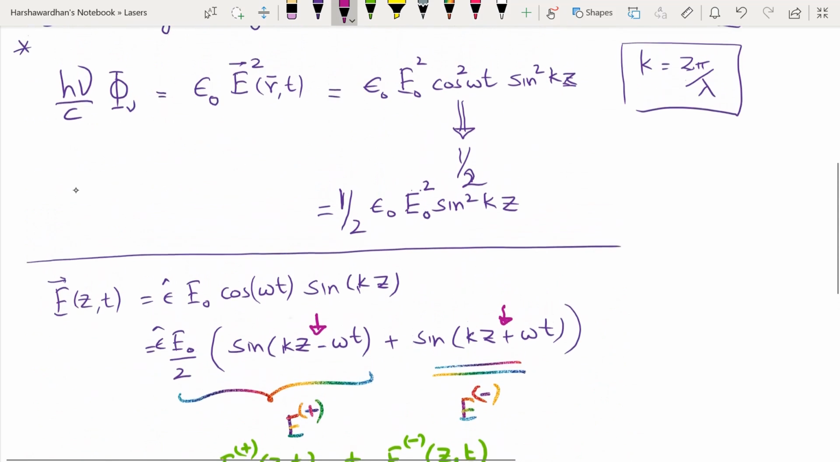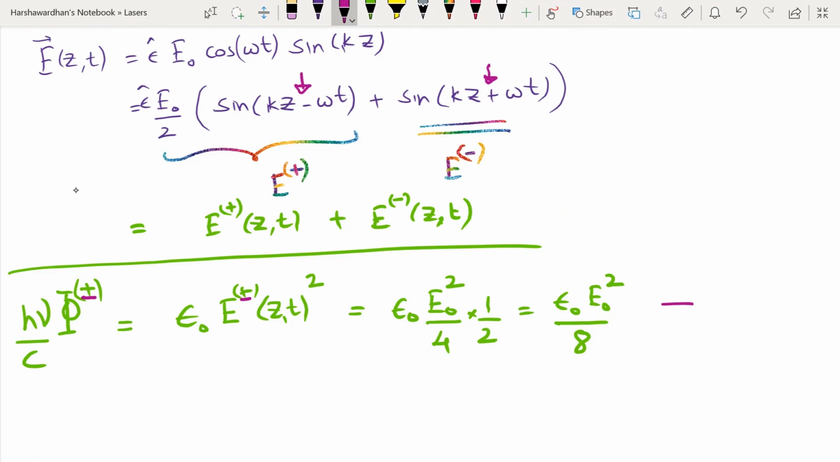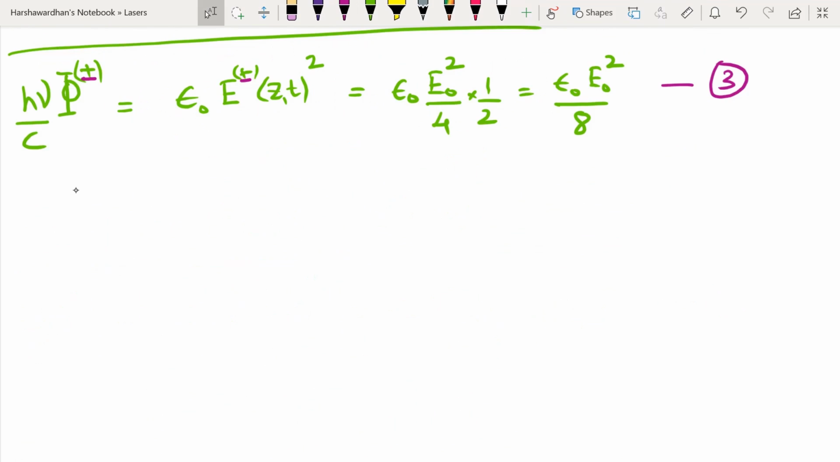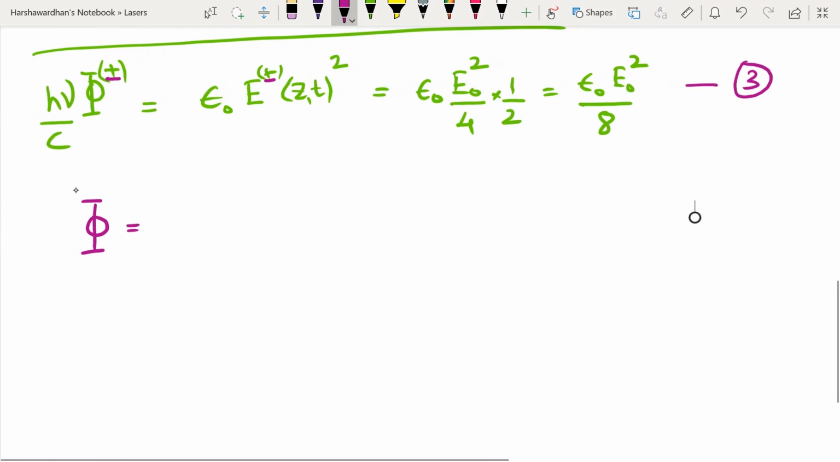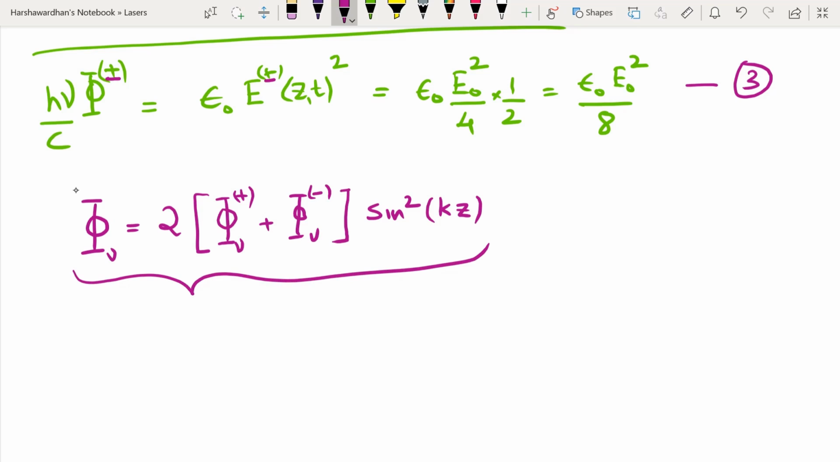So now if I go back and look at equation number 2 and try to write it in terms of equation number 3, if I combine 2 and 3, I get the following form for the photon flux. I can write down my total phi as 2 times phi plus, all these at nu, of course, plus phi minus at nu, times sine square kz, right? So this is the time averaged photon flux in terms of right and left propagating waves.